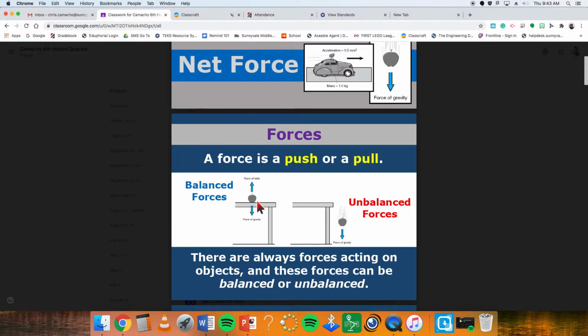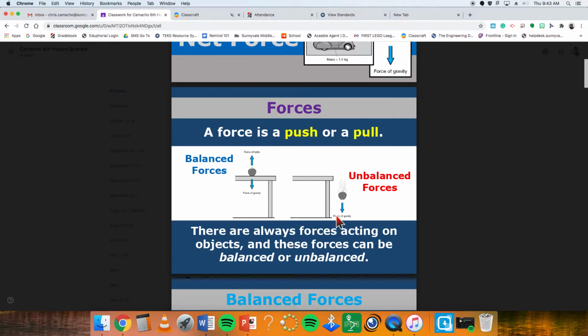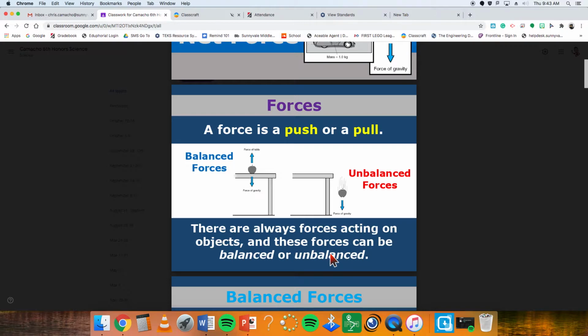So looking at an apple sitting on a table, if it's not moving, the force is balanced. The apple is pushing down with a certain amount of newtons, and the table is pushing up with a certain amount of newtons. And then if someone was to apply an unbalanced force to the apple and push it off the table, it would now become an unbalanced force as it's falling and crashing to the ground. But once the apple stops moving on the ground, it becomes a balanced force again.